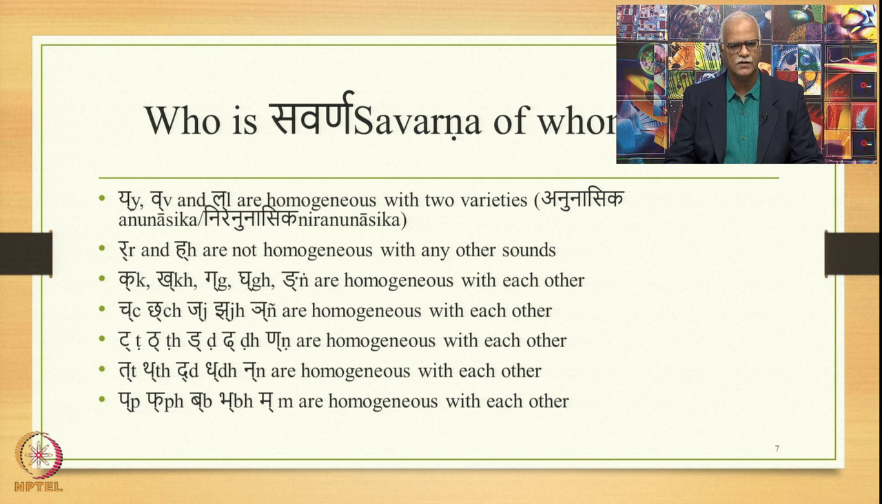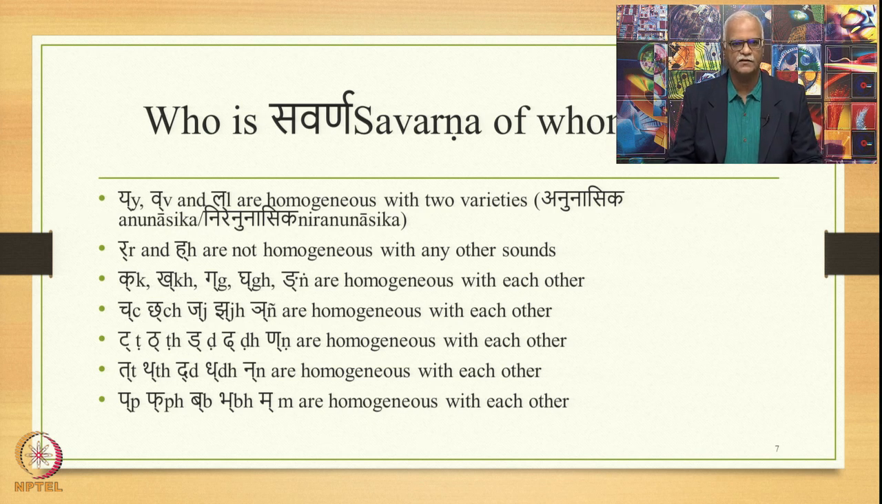Also, ka, kha, ga, gha, nga are homogeneous with each other. Similarly, cha, chha, ja, jha, nya are homogeneous with each other, savarna of each other. Similarly, ta, tha, da, dha, na are homogeneous with each other. And pa, pha, ba, bha, ma are also homogeneous with each other by the definition that we just saw, tulyasyaprayatnam savarnam.